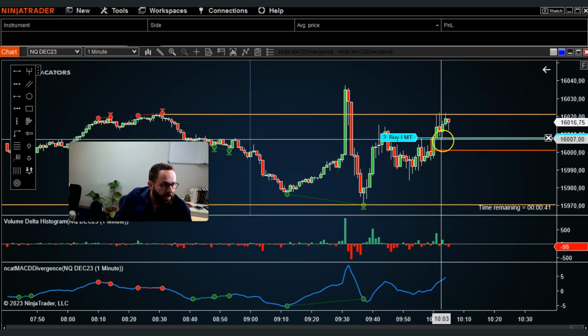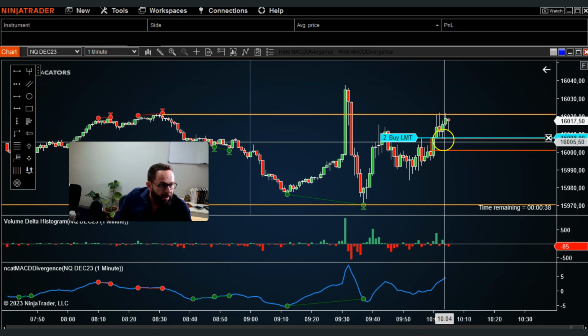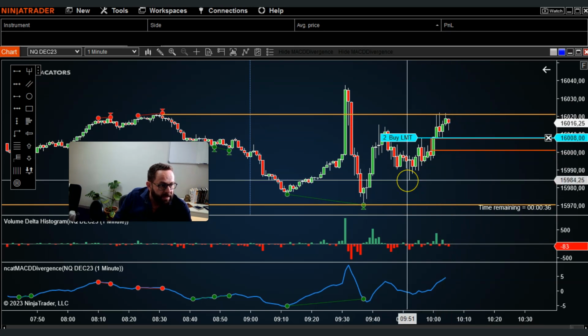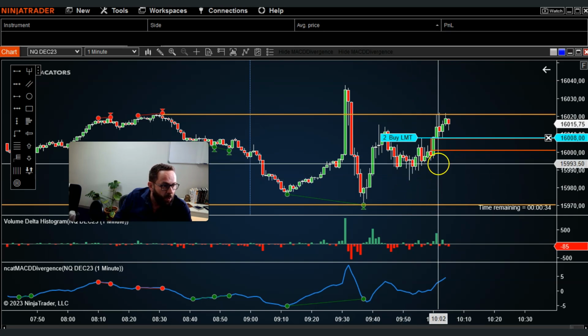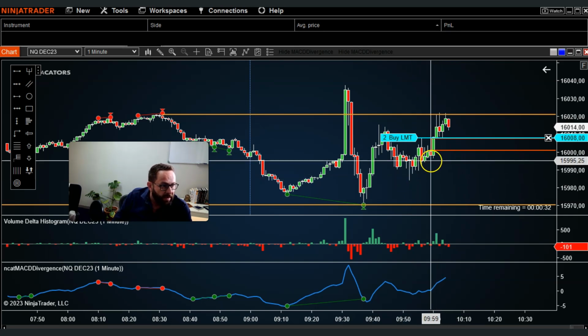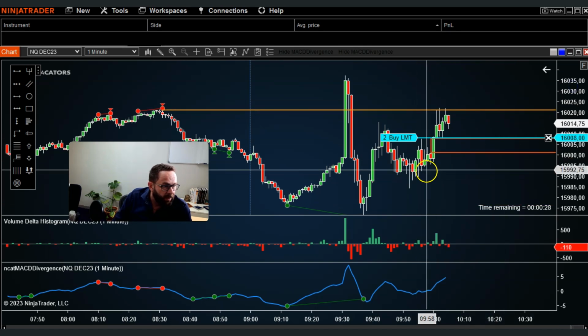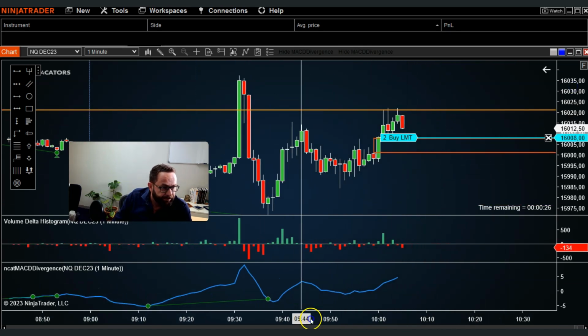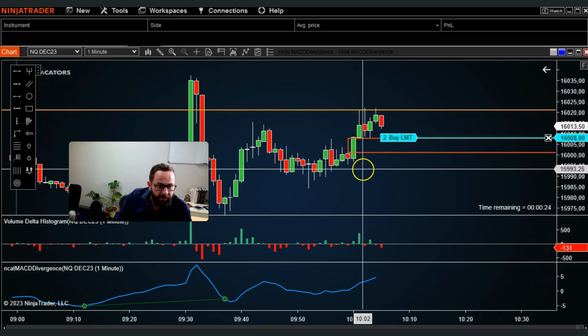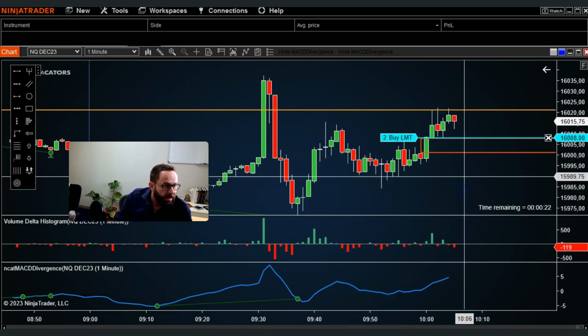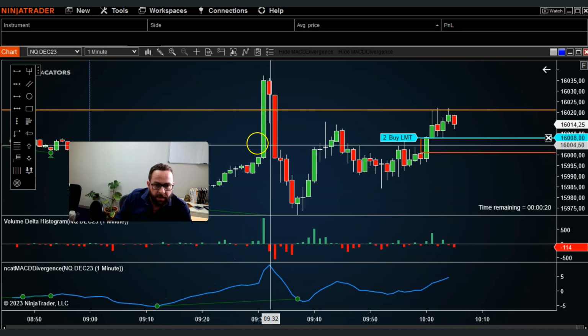And with fair value gaps, you could either go and place a stop below this low over here, the most recent swing low, or below the first candle that created the 3-bar pattern, in this case called a fair value gap. And this would be the first one. This one right over here. Alright, so let's see if I can get a pullback in there.